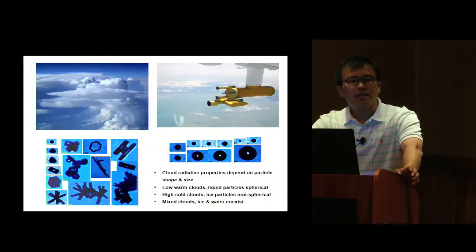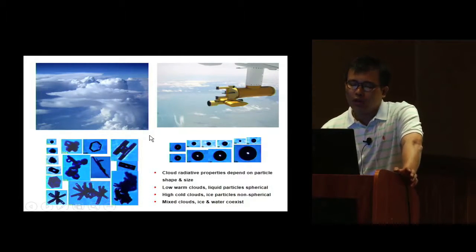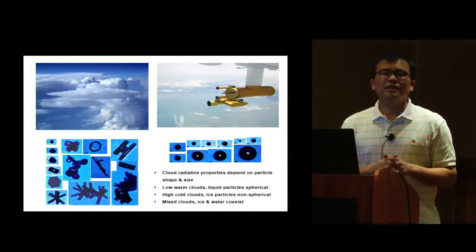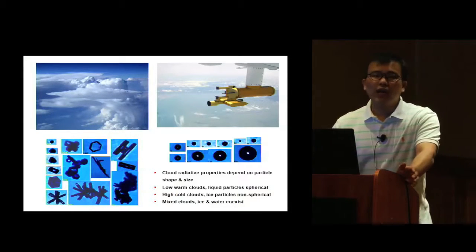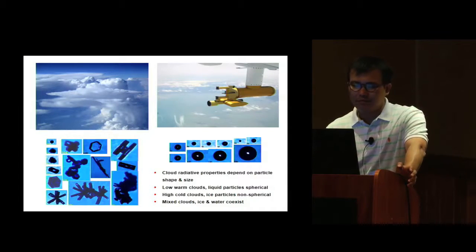Clouds consist of cloud particles. For example, low warm clouds have liquid particles, which have a spherical shape, and high thin ice clouds have non-spherical ice crystals. In mixed-phase clouds, these cloud particles coexist. And we use aircraft to observe these cloud particles.